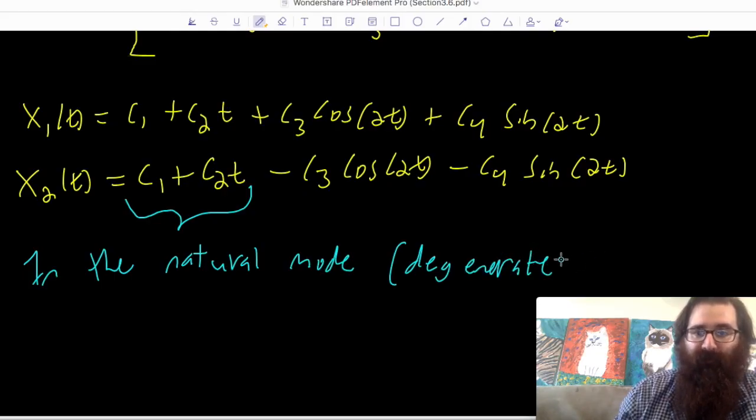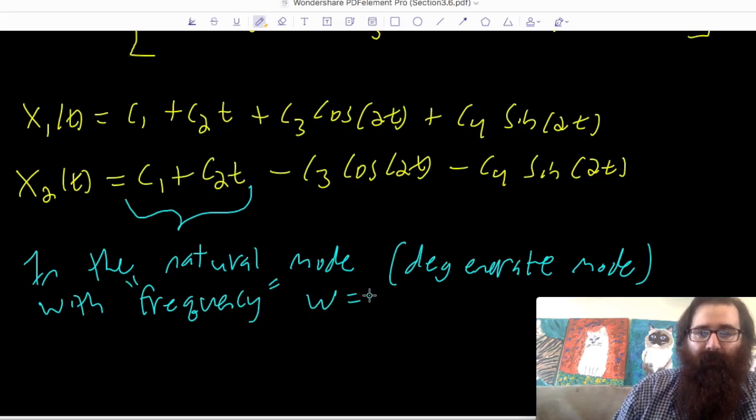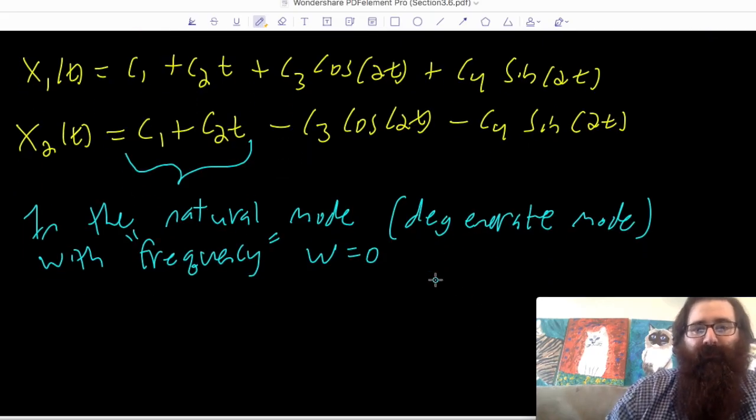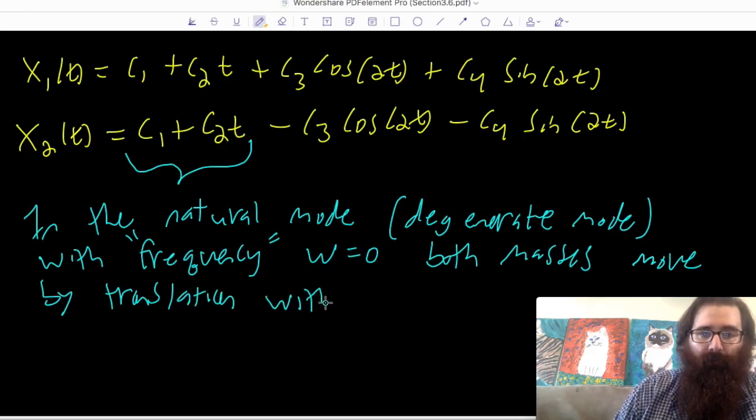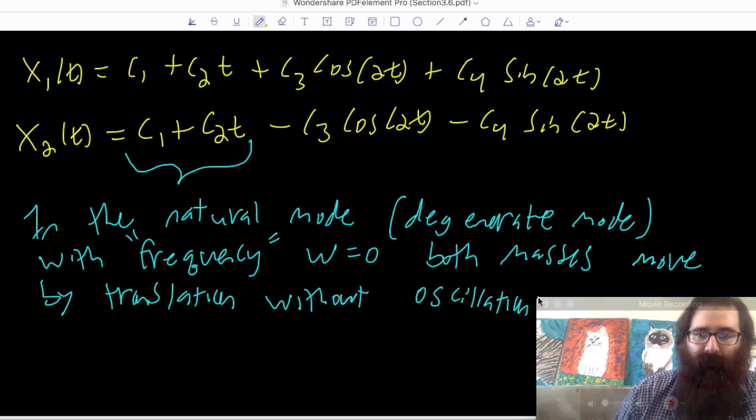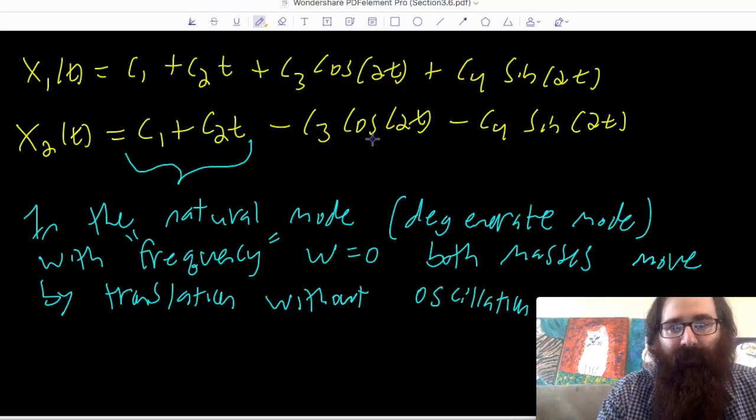I said there was a special word, the degenerate mode, with "frequency". I'm going to put frequency in quotes because it's really not a frequency. Omega equals 0. We would say both masses, M1 and M2, move by translation without oscillation. And I want to come back and talk about why that's what we're seeing and how it ties into what we said even earlier.